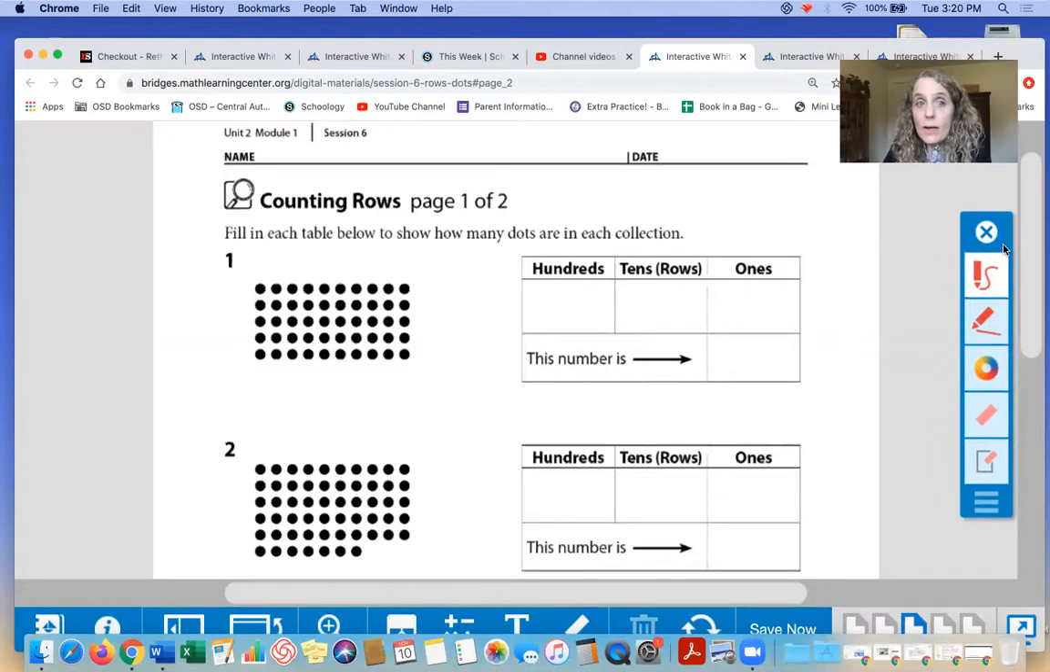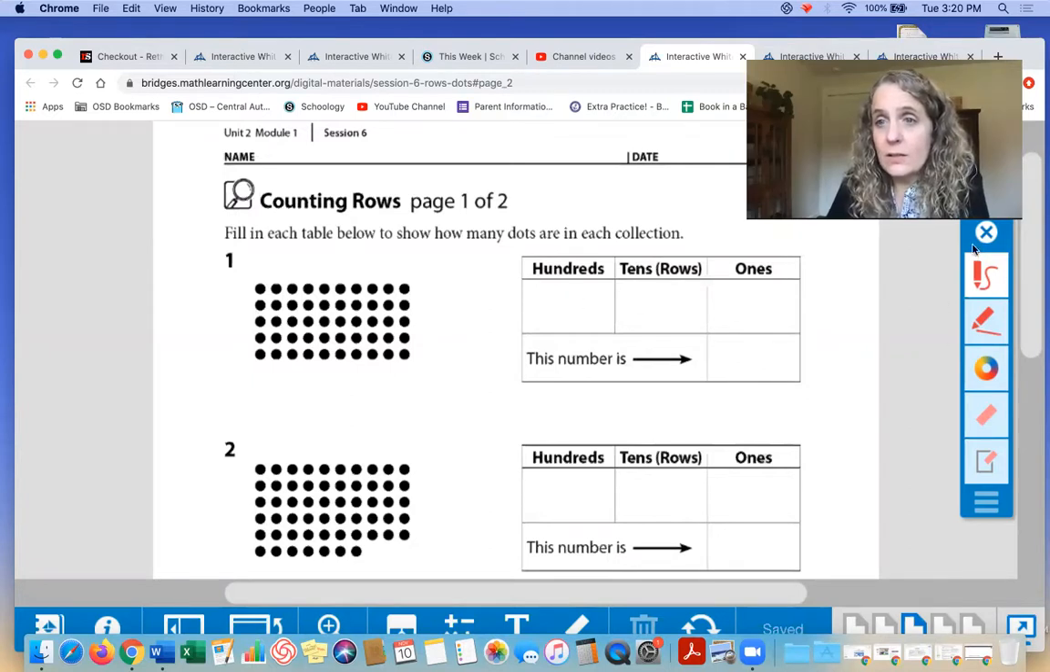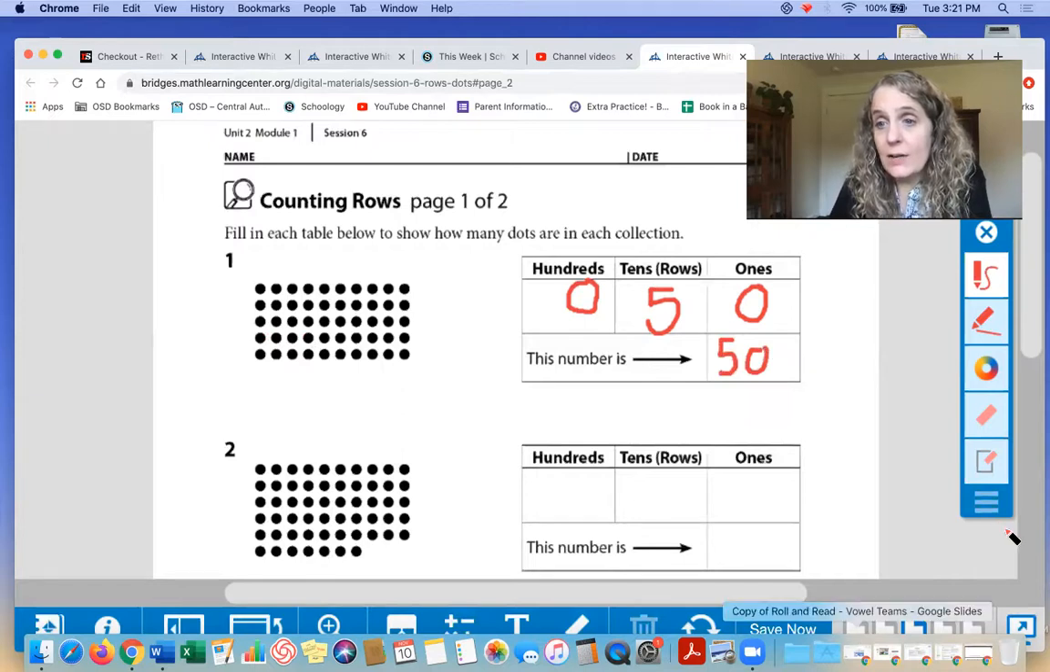Okay, so it says fill in each table to show how many dots are in each collection. Do we have 100 in that first collection? No, we have 0 hundreds. Okay, let's see here. So we have 0 hundreds, and then we have how many sets of 10? How many rows? 1, 2, 3, 4, 5 sets of 10, so 5 rows. And how many ones, how many left over that aren't in rows? 0. Okay, so that means we have 10, 20, 30, 40, 50 dots, right?